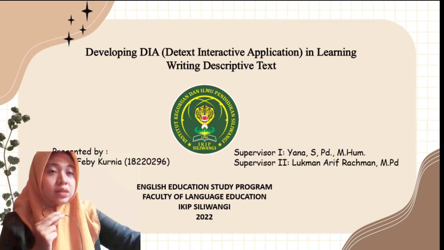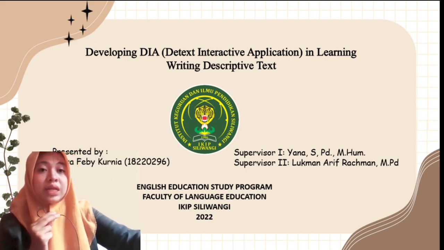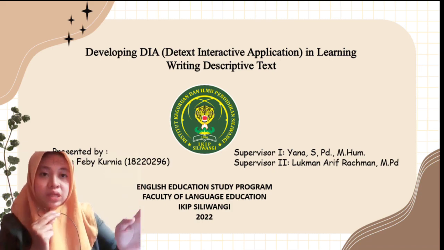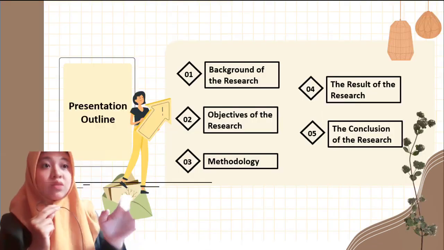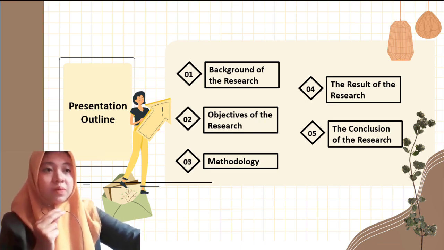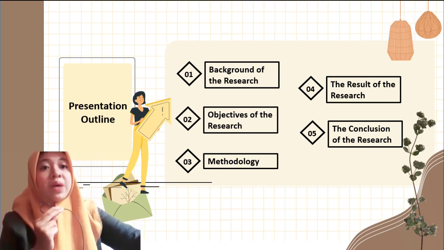My thesis is under the title Developing DIA, or in Indonesian we can say DIA, as the abbreviation for the text interactive application in learning writing descriptive text. So next, here are my presentation outlines. There are 5 outlines. The first one is background of the research, the second one is objective of the research, and the third one is the methodology.